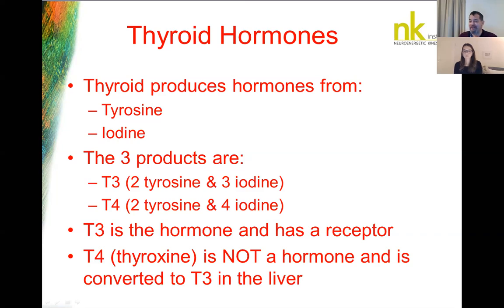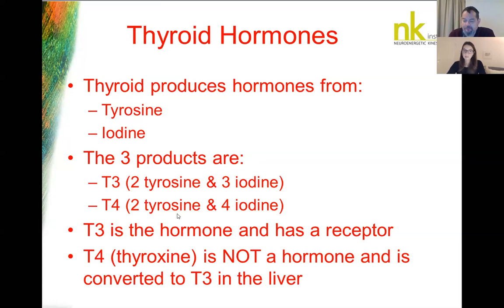The two products, I don't know why it says three products, but anyway, the two products are what's called T3 or T4. T4 is also known as thyroxine. You may have heard of that. And what you can see is that they both are made up of tyrosine molecules.